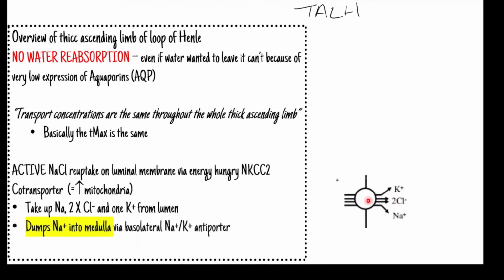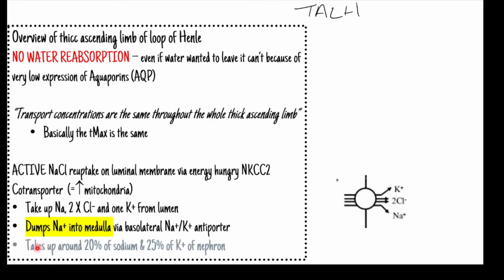Then your epithelial cell is going to dump the sodium that is taken up from the lumen into the medulla via the basolateral Na+/K+ antiporter. This is the whole point of the thick ascending limb: to dump sodium into the medulla, and that's how it does it.